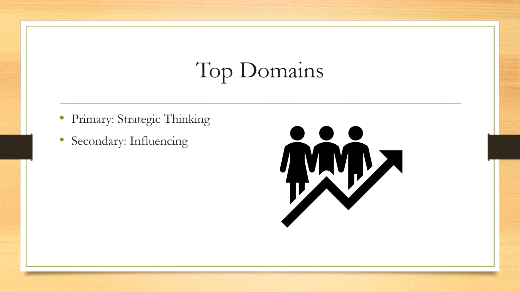So what do we get when we combine these strengths? What is the ultimate outcome, or domain as Gallup likes to call it? So for my top 5 strengths, it winds up being strategic thinking and influencing.